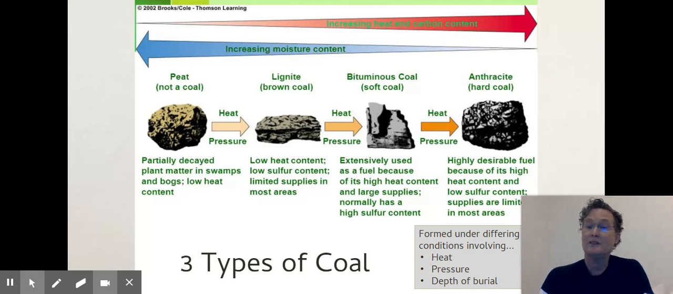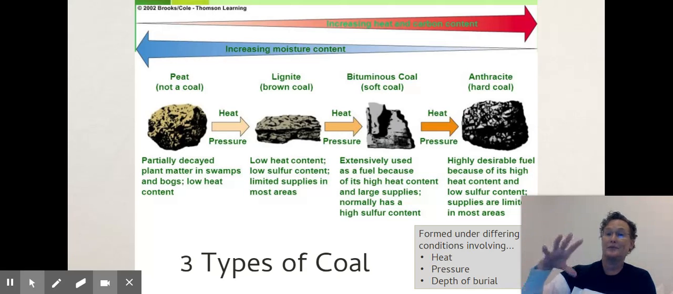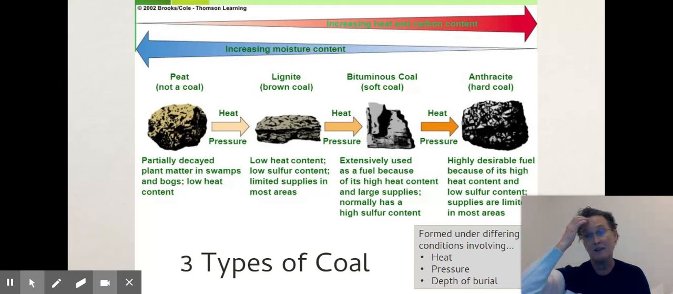They're formed under different conditions involving time, heat, and pressure. How deep it is will have to do with how much pressure is in there. It's just a geological thing. If you dig down, you might find anthracite, you might find bituminous, you might find lignite. It depends on where it is. 3 types of coal: lignite, bituminous, and anthracite. This comes up on the AP exam all the time.